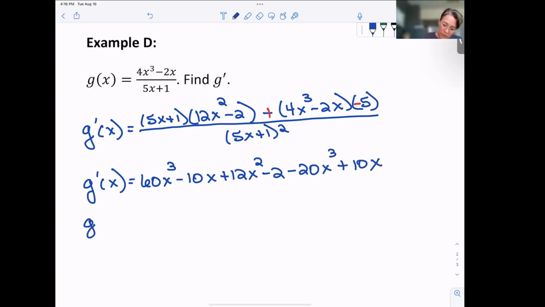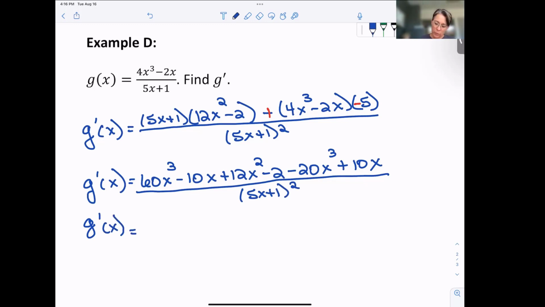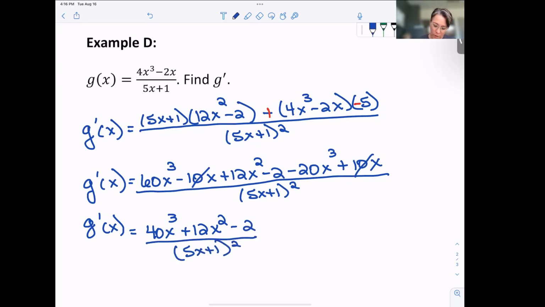And then we combine all of our, almost forgot about my denominator. 5x plus 1 squared. So now when we combine like terms, we got 2x cubes. So that will give us a 40x cubed, a 12x squared. He's by himself. This negative 10x and that positive 10x add up to 0. And then we just have a negative 2 over 5x plus 1 quantity squared. Now the top does have a GCF of 2, but we have an x cubed and then an x squared. So it doesn't look like it's going to factor in a way that would reduce anything from the denominator. So we could stop right there.